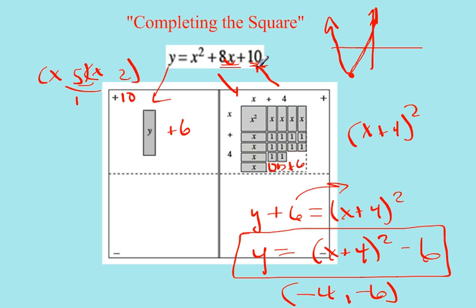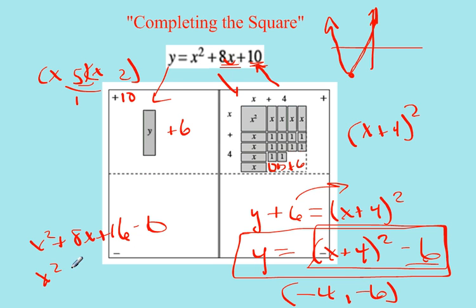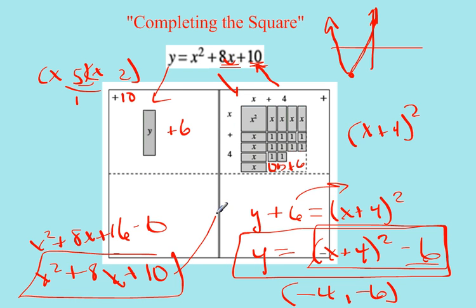Now, if I did want it back in standard form, I could just take this and multiply it out. x squared plus 8x plus 16, plus 16, and then minus this 6. So x squared plus 8x plus 10. And we can double check that we got the same thing we came from. So it works. So let's do another one.